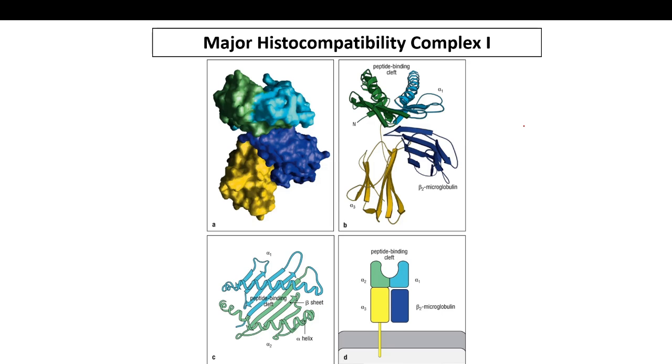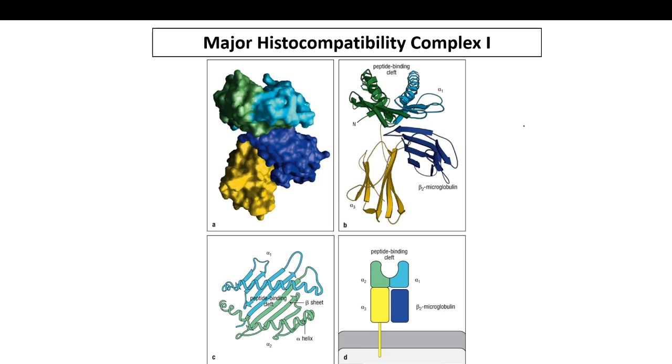This name actually came from an experiment where people wanted to transplant some of the organs of a human into a mouse, or from a mouse to a human. Then there is a graft rejection that people have observed. Then they looked into what the actual reason was, why it was rejecting that graft.